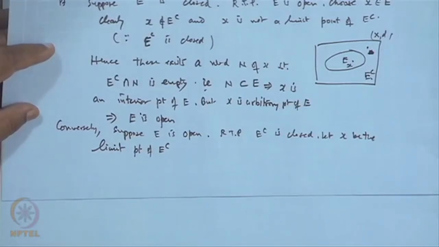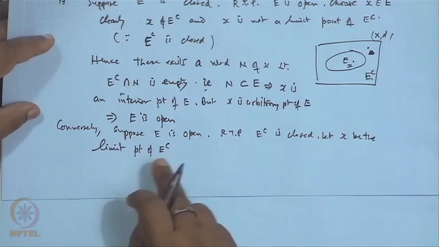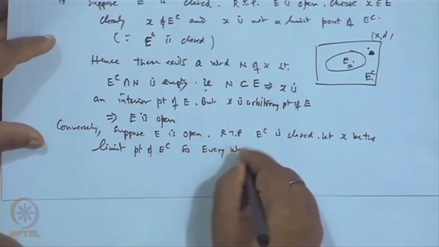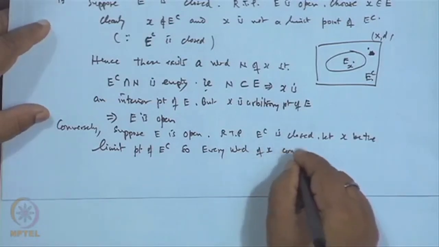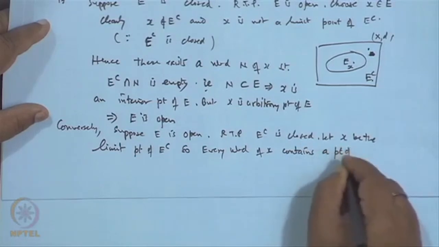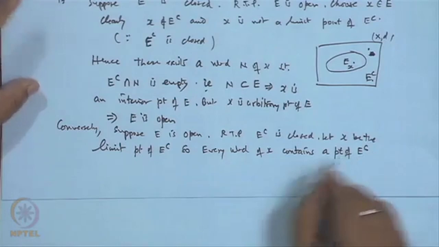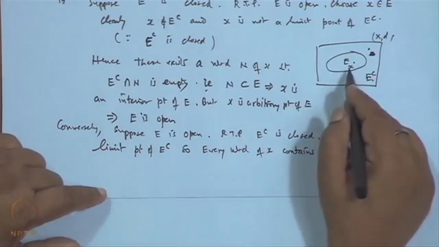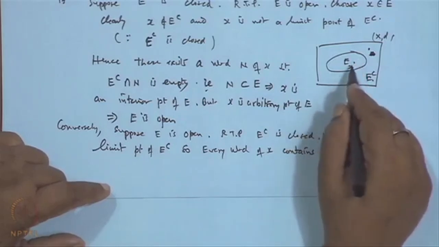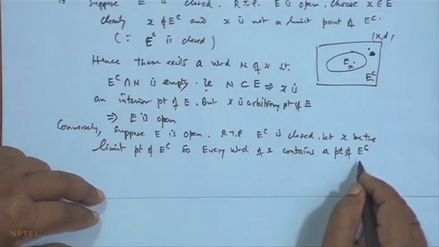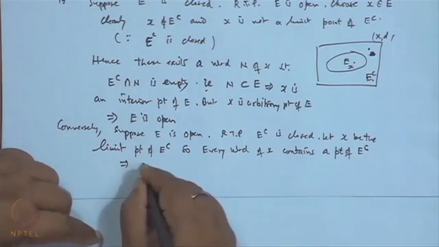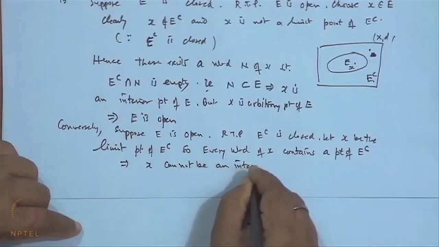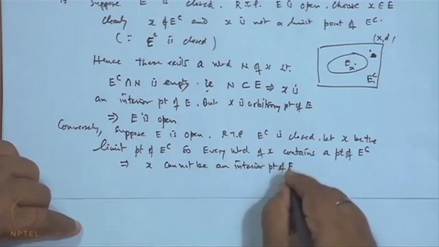If x is a limit point of E complement, then every neighborhood of x contains a point of E complement. Once every neighborhood contains a point of E complement, x cannot be an interior point of E, because if it were an interior point, there would be a neighborhood around x totally contained in E, but every neighborhood also contains a point of E complement. So x cannot be an interior point of E.